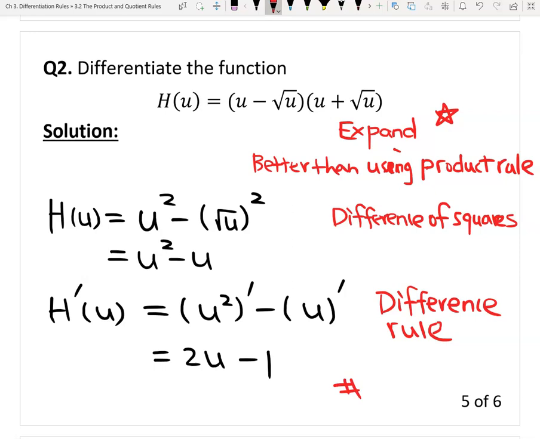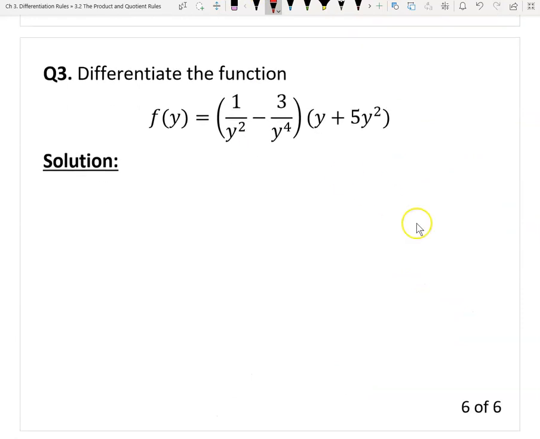So this question just gives you a hint: do not always use the product rule. If you can expand something into a polynomial or a linear combination of power functions, just expand. Keep in mind, expand. Let me look at one more question here.